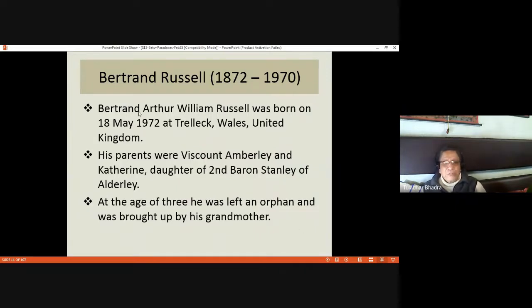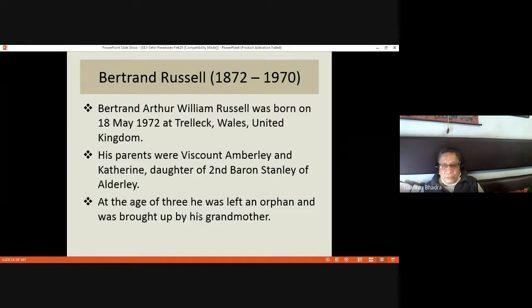The mathematician Bertrand Russell, 1872-1970. Bertrand Arthur William Russell was born on 18 May 1872 at Trellech, Wales, United Kingdom. His parents were Viscount Amberley and Catherine, daughter of the second Baron Stanley of Alderley. So it's a British system.